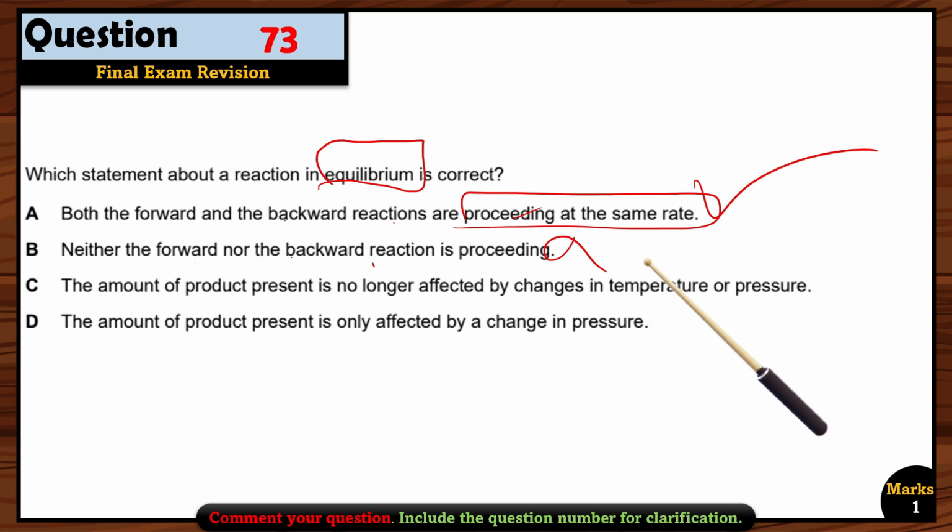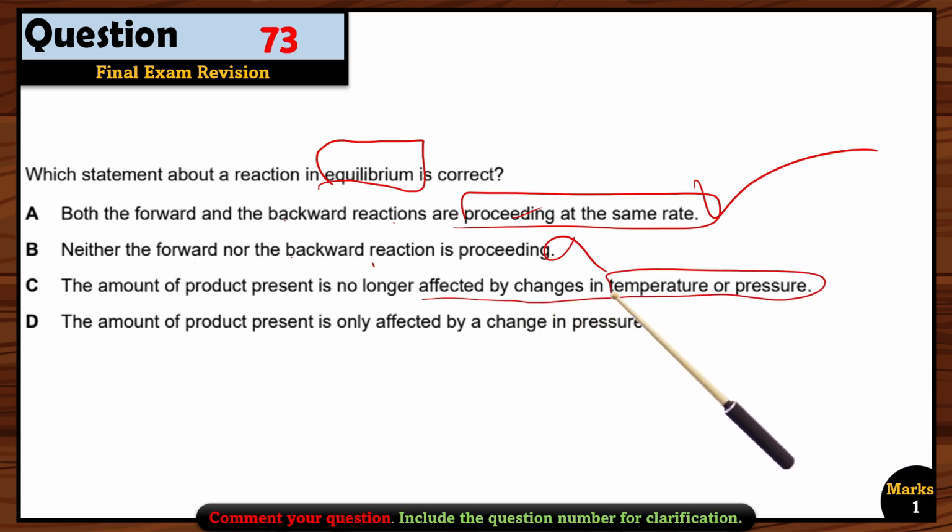The amount of the product present is no longer affected by changes in temperature or pressure. Wrong. You can change the position of the equilibrium by changing some factors, and there are three factors. One is temperature, the other one is pressure, and the third one is concentration. Not catalyst. Sometimes the students get confused. They think that a catalyst can also change the equilibrium position. That's wrong. They get confused with rate of reaction. Rate of reaction is a different thing. Equilibrium position is a different thing. Okay, I will explain it to you in the next question.